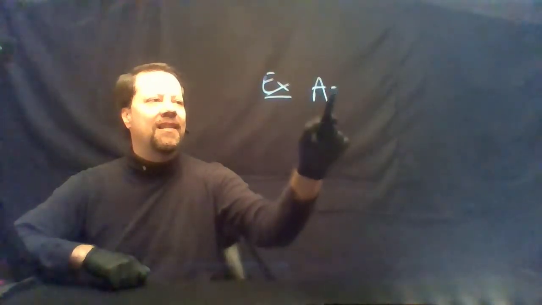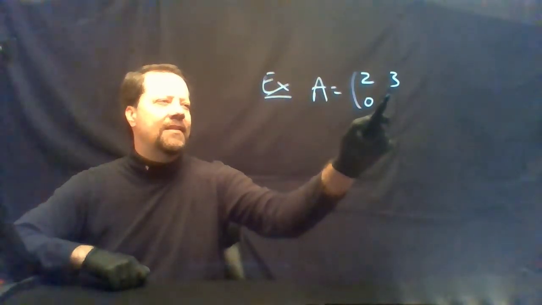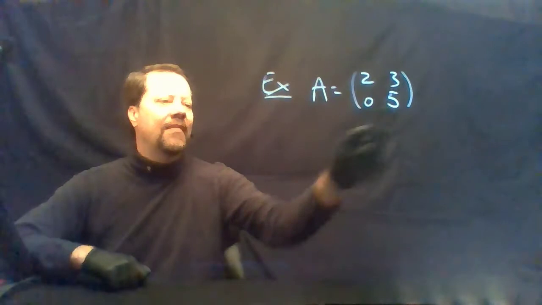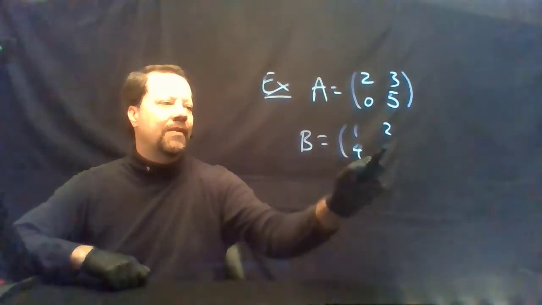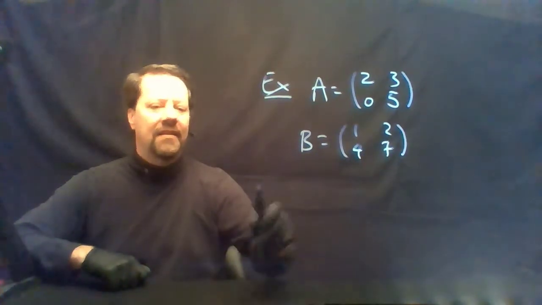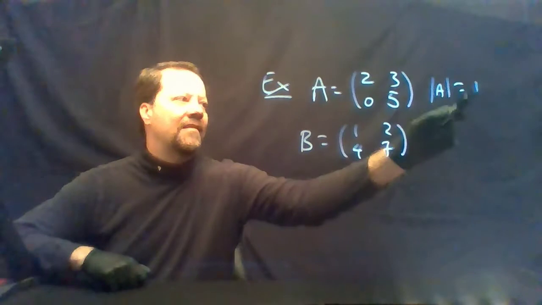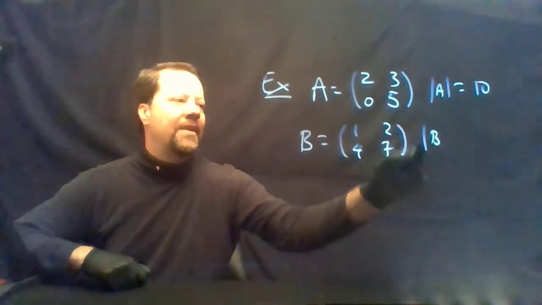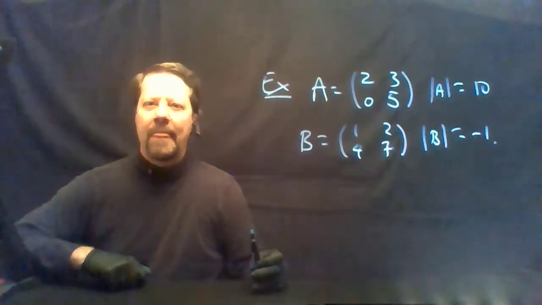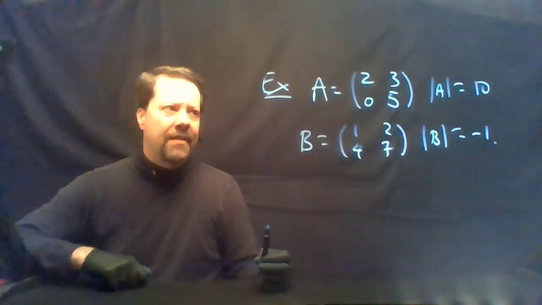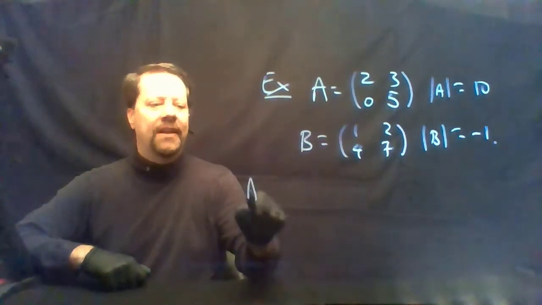Suppose A is the matrix 2, 3, 0, 5, and B is the matrix 1, 2, 4, 7. Then the determinant of A will be 10, and the determinant of B will be 7 minus 8, which is minus 1. That means we are expecting the determinant of A times B to be negative 10. What is A times B?